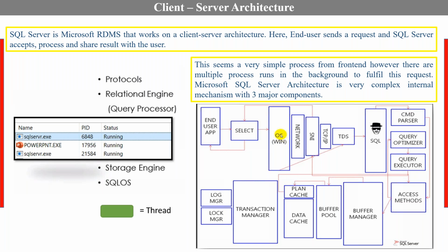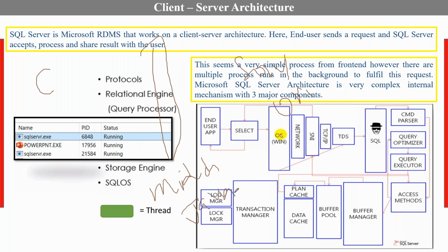If you know about Oracle apps architecture, it is a three-tier architecture. There will be a client, there will be a server, which is Oracle, and there is a concept called middleware. They use Java as the middleware. So Oracle apps follows three-tier architecture, but SQL Server follows only two-tier architecture.